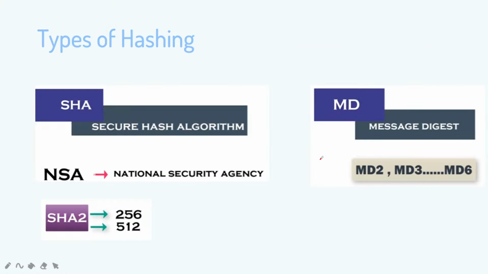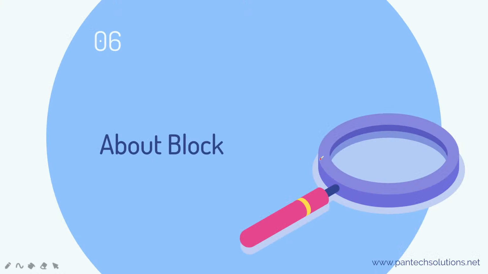We have types of hashing like SHA, Secure Hashing Algorithm, MD, Message Digest, and NSA, National Security Agency. These are some of the hashing technologies. And let me see about blocks.